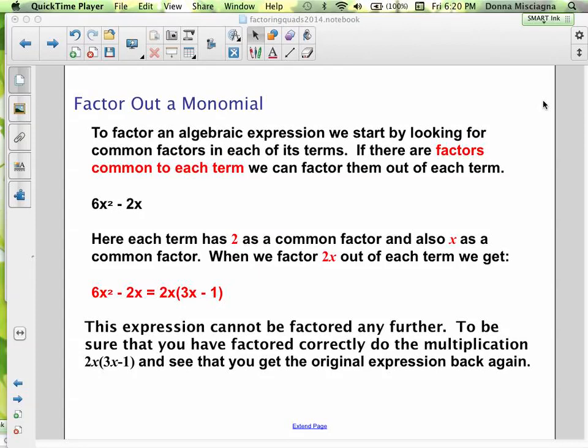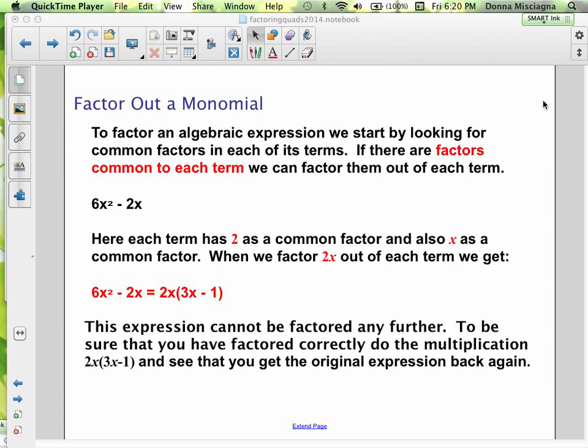And sometimes we'll need to factor out a monomial before we finish factoring. So to factor an algebraic expression, we start by looking for common factors in each of its terms. If there are factors common to each term, we can factor them out of each term. So here we have 6x squared minus 2x. Each term has 2 as a common factor, and each term also has x as a common factor.